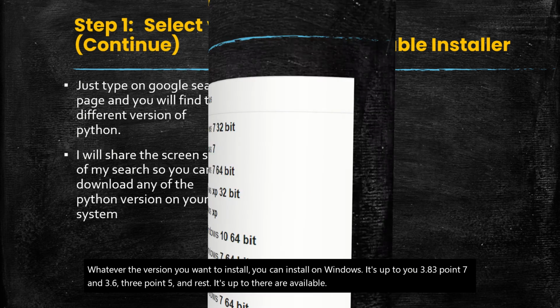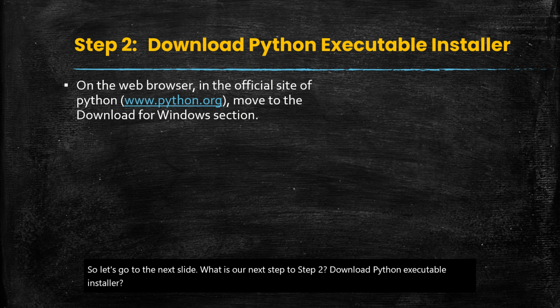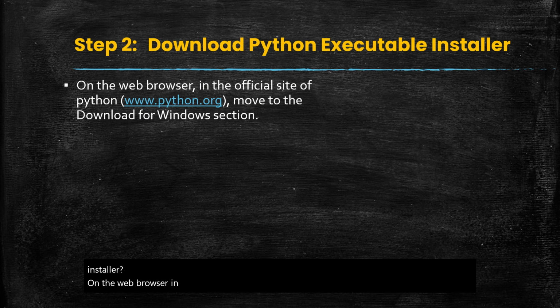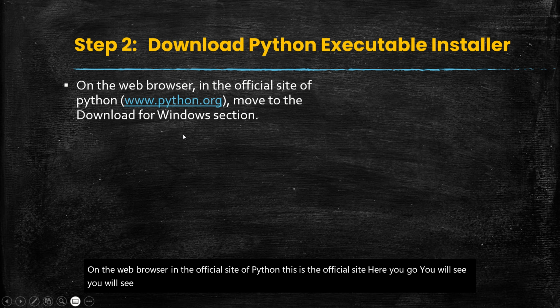So let's go to the next slide. What is our next step, step 2? Step 2, download Python executable installer. On the web browser, go to the official site of Python. This is the official site. Here you go. You will see that you find different kinds of Python versions and releases. So you will get it from there.